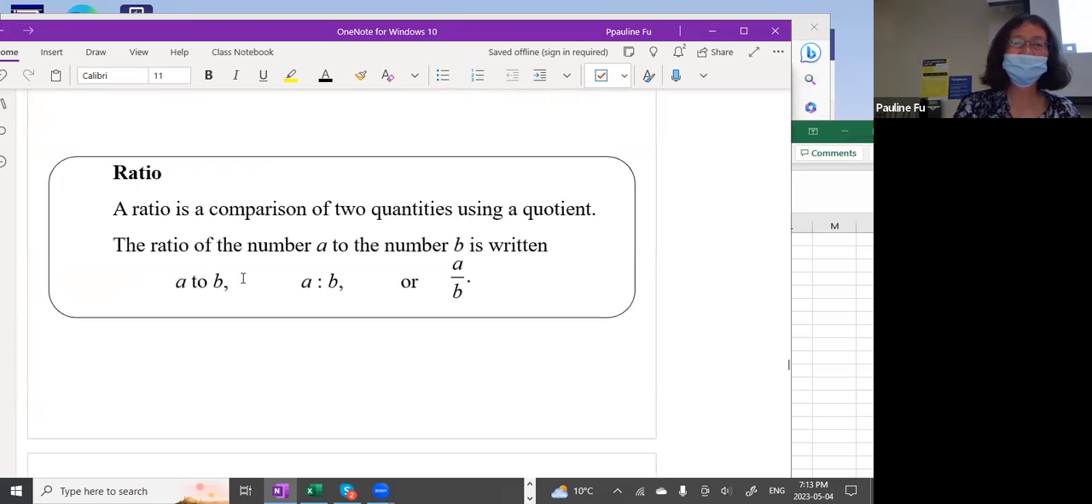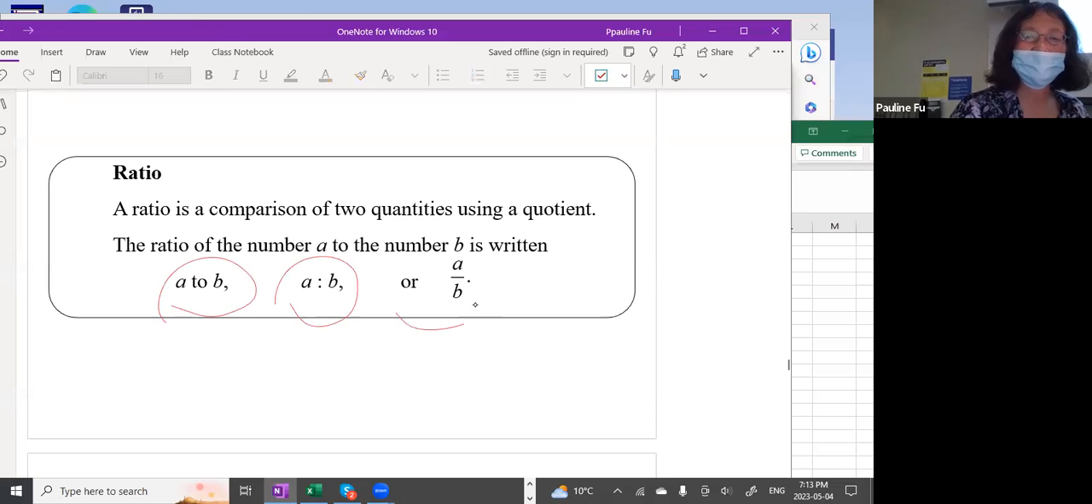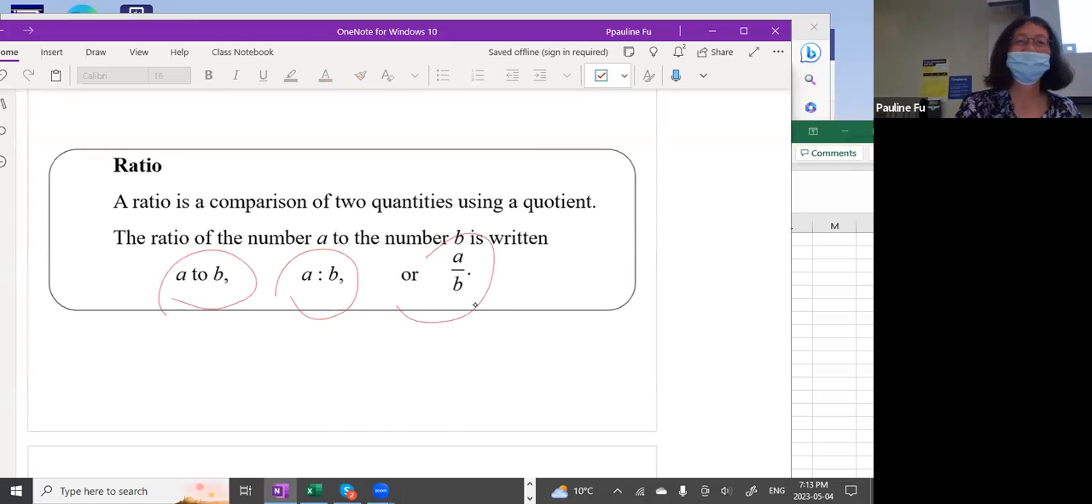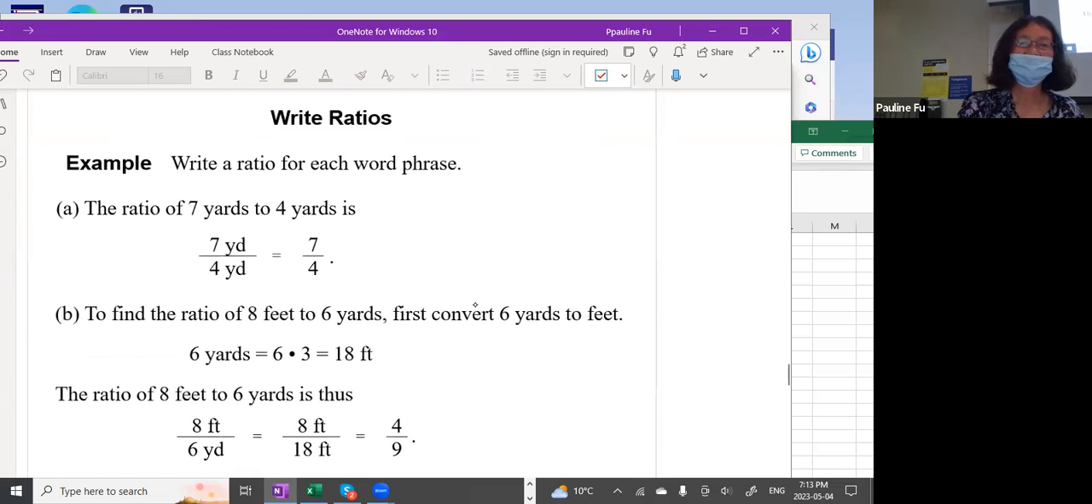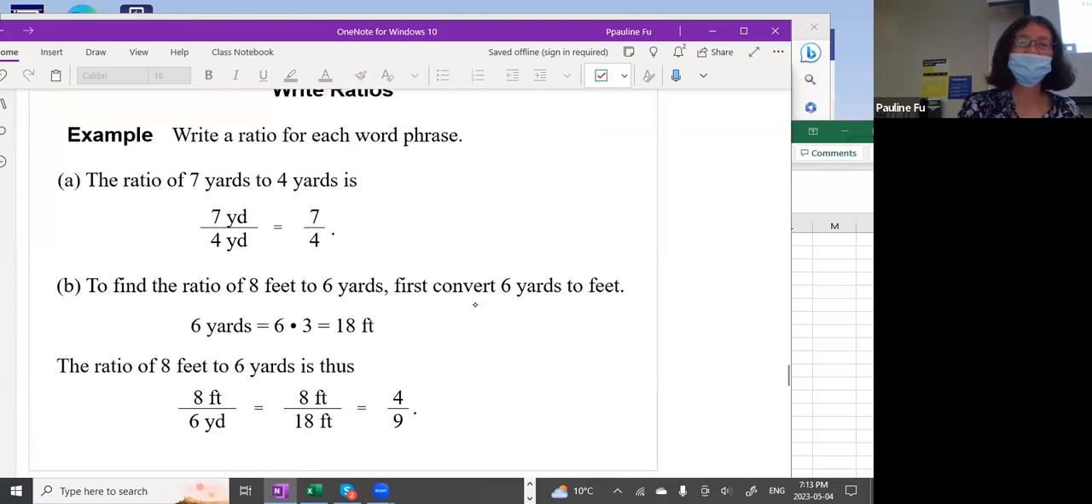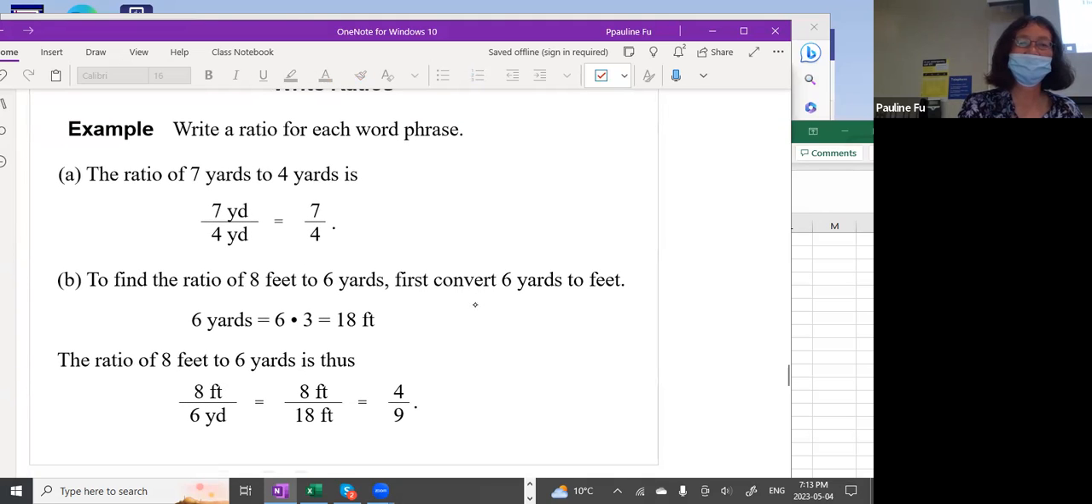This is how we write a ratio. We already did that. A to B is the same as A colon B or A over B. They are the same expression, those three, exactly the same thing. Write a ratio for each word phrase. How do you write the ratio of 7 yards to 4 yards? The answer is this or this.